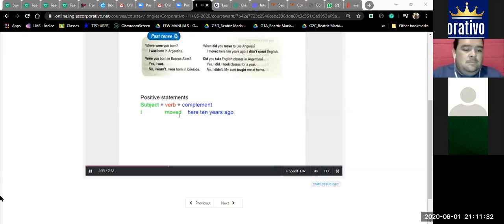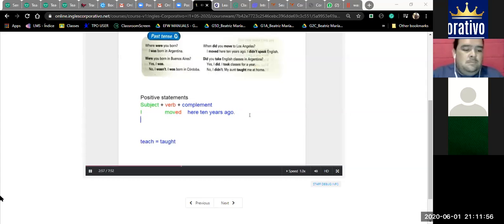For most verbs, we will simply add ed. That's what we call regular verbs. And for irregular verbs, for those you simply have to remember what they are. So for example, we have the verb teach, and then the past of that verb is taught. But I will be talking about regular and irregular verbs in a different class.